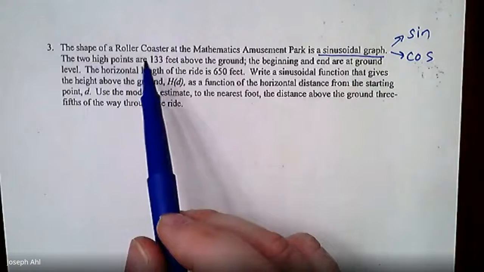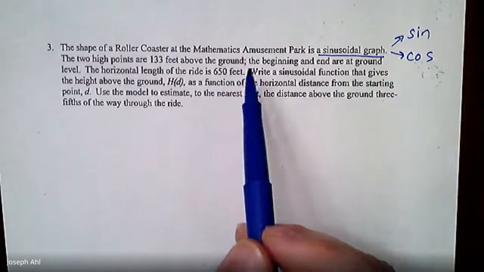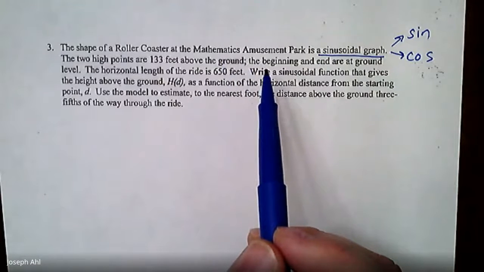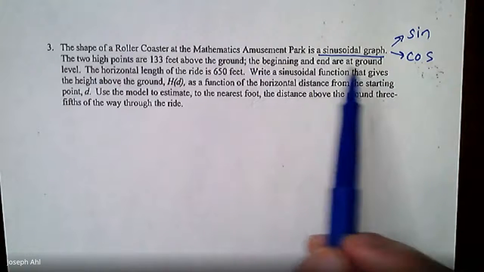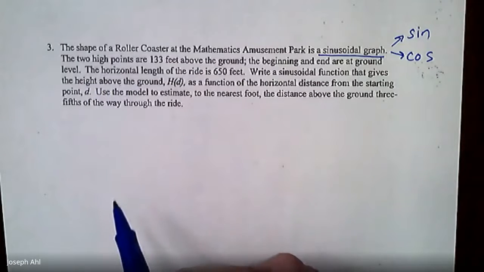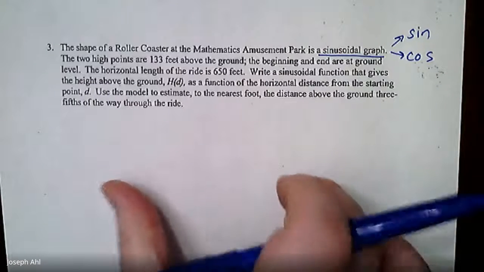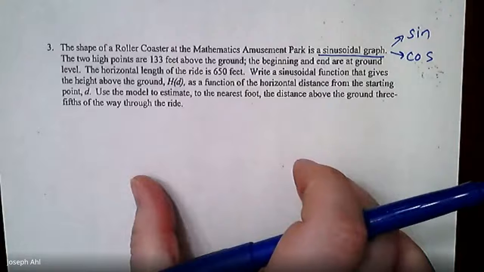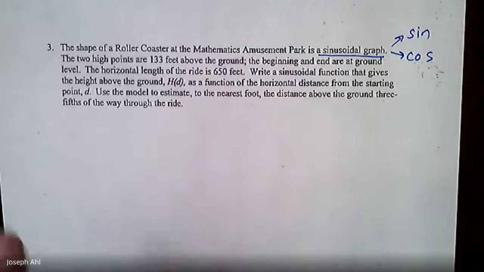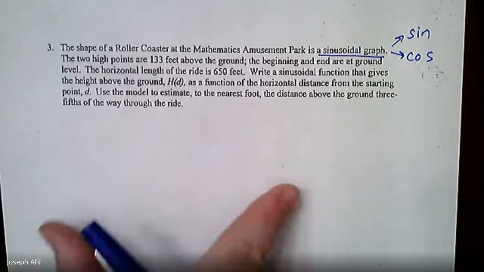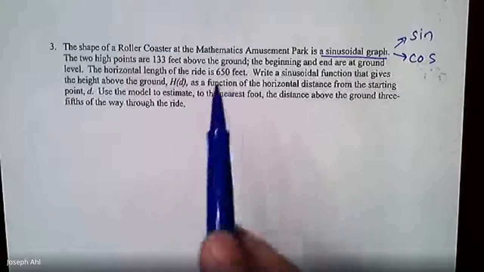The two high points are 133 feet above the ground, so that will be important to me. The beginning and the end are at ground level. So where the roller coaster starts and where it ends, we're on ground level. The horizontal length of the ride is 650 feet. So from start to finish horizontally, they've gone 650 feet.